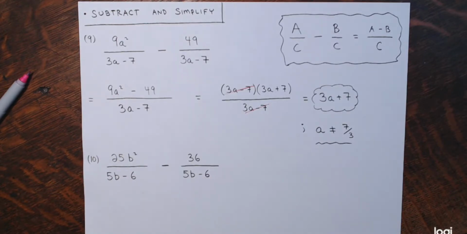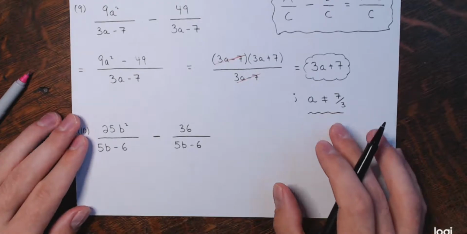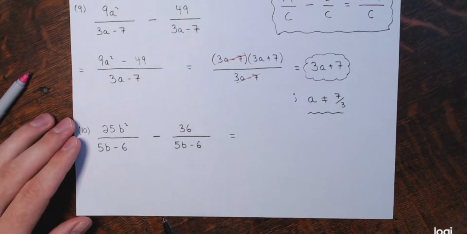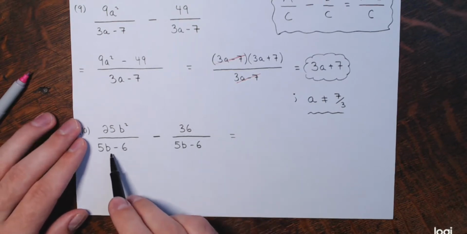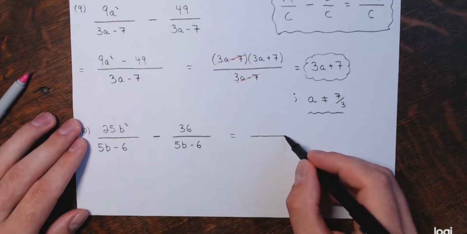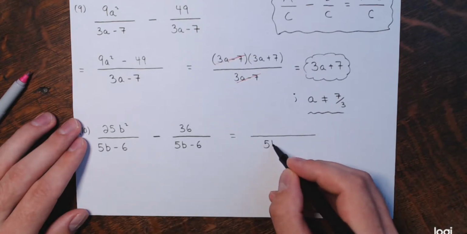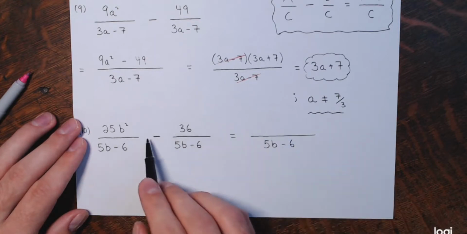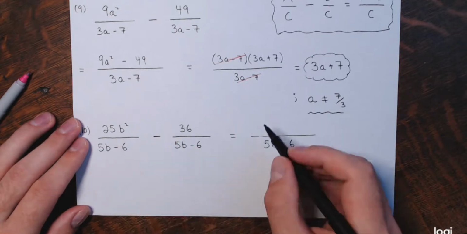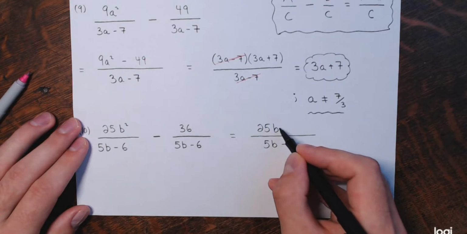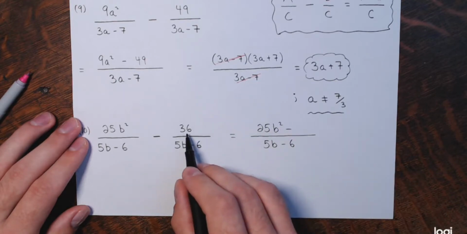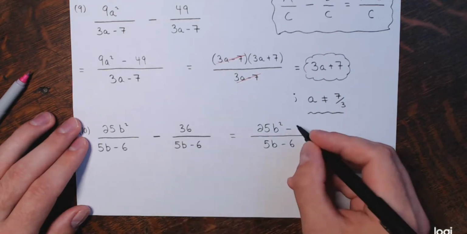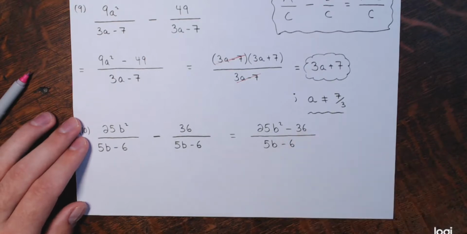All right, number 10. Pretty similar. Once again, as in all the examples in this video, we're subtracting two fractions with the same denominator. So that common denominator will go in the difference, 5b minus 6. And the numerator of the difference is the difference of these numerators. First numerator, 25b squared, minus, and then again, the second numerator only has one term, 36, so there's no need for parentheses around that. You're only subtracting a single term, not multiple terms.